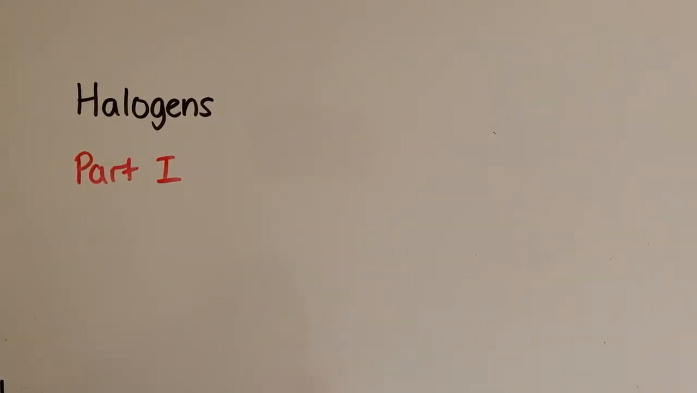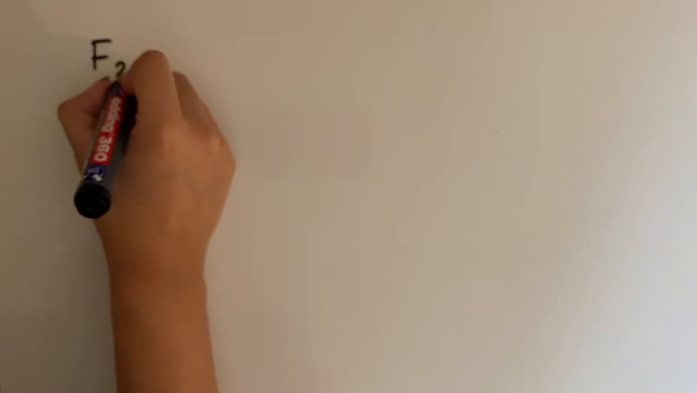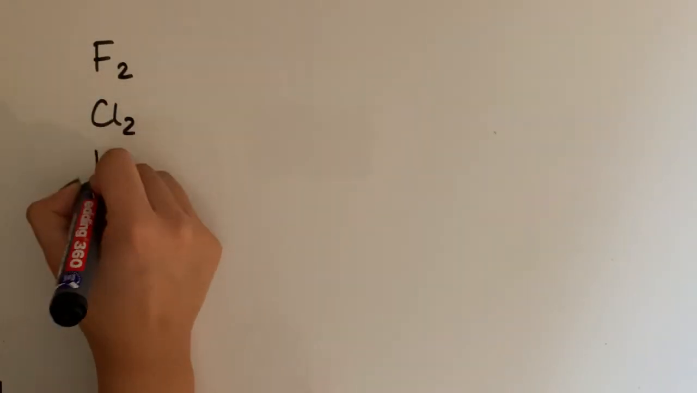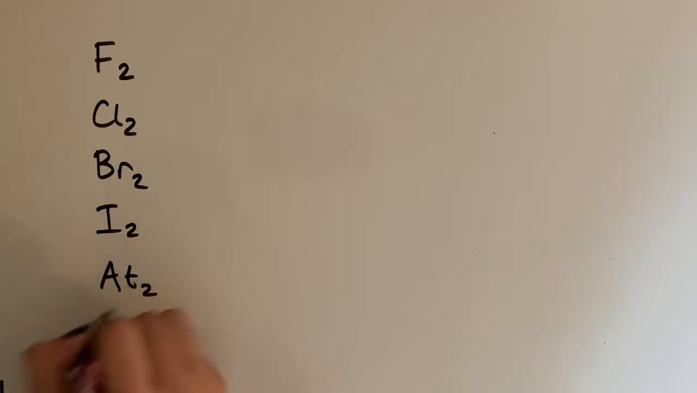In this video, we are going to be looking at the halogens, which are our group 7 non-metals. So at the top, we have fluorine, and you need to know that when these halogens are by themselves, they are always going to be diatomic. So we have F2 here, and then Cl2, Br2, I2, and then At2.